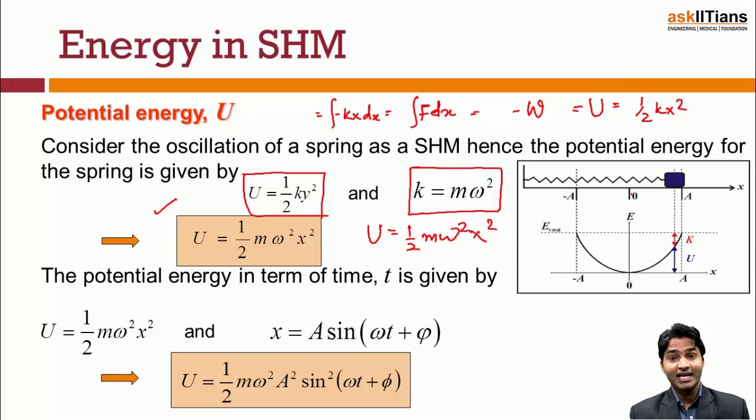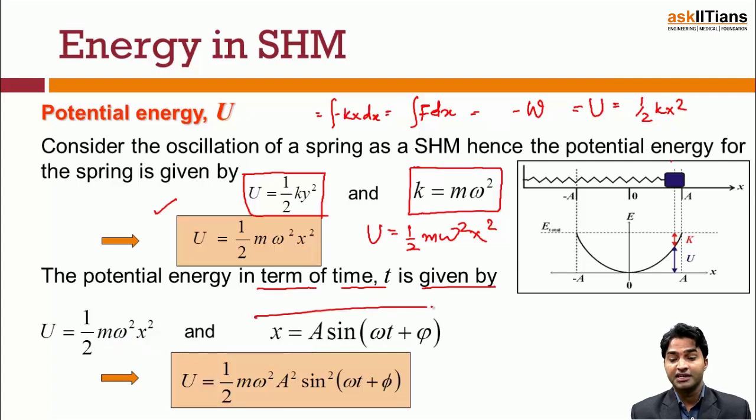When the body is at the extreme position, its displacement is maximum and its potential energy will be maximum. At that time, it is momentarily static, so kinetic energy will be 0. Potential energy in terms of time t can be represented by U equal to 1 by 2 m omega square x square, where x is the displacement at any time t.